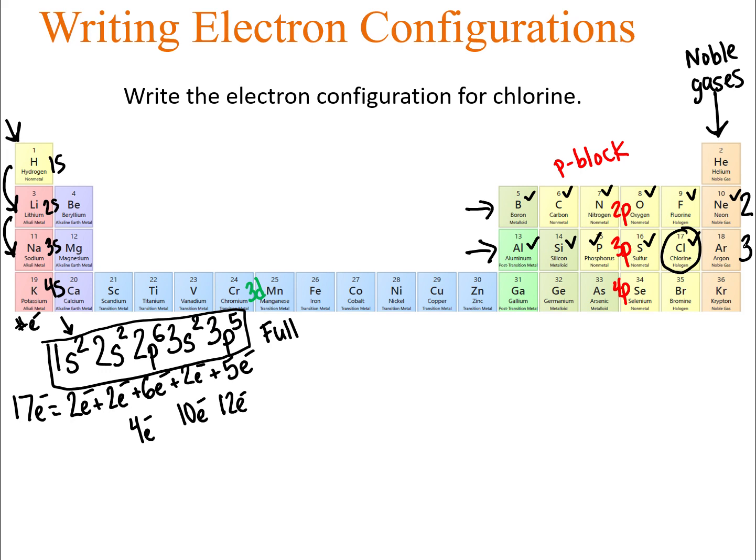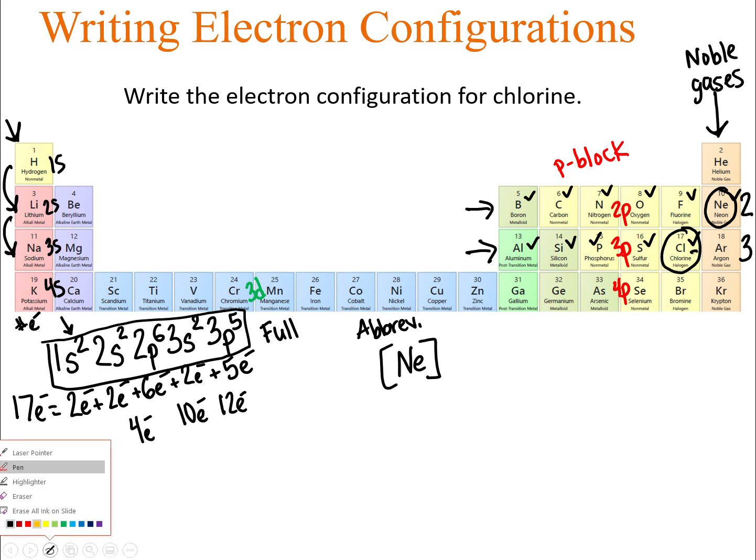We're going to look at the noble gas in the row above the one your element is in. We care about chlorine. It's in period 3. So we are going to start our abbreviated electron configuration using the noble gas from period 2. That is neon. And neon pretty much says all of this.